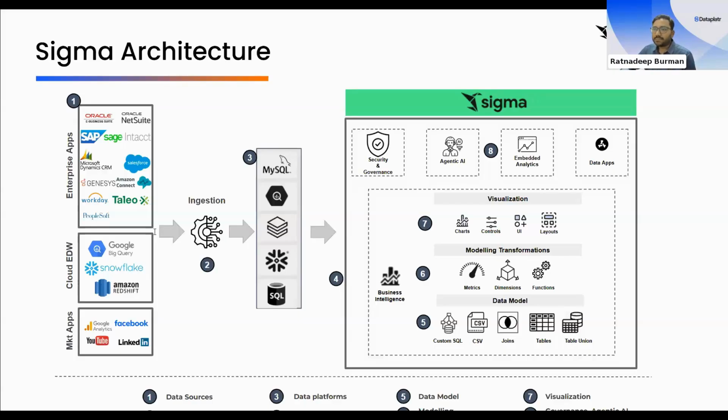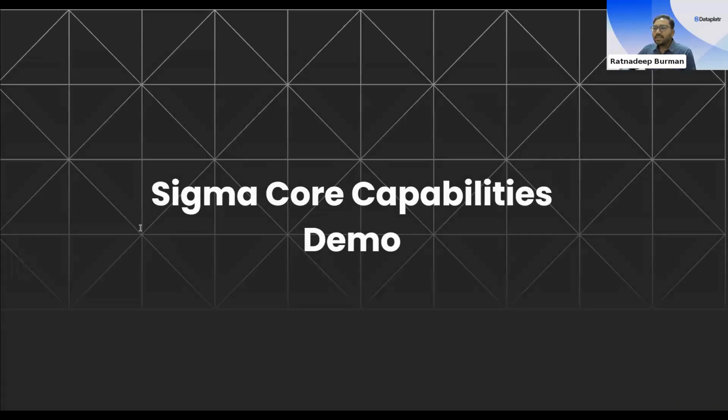Next is data apps. Sigma completes the end-to-end workflow by connecting live data, user inputs, and alerts. That is how you build data apps. Moving to the next slide. So let's see Sigma's core capabilities in action. I am switching my screen back from the PPT to Sigma.